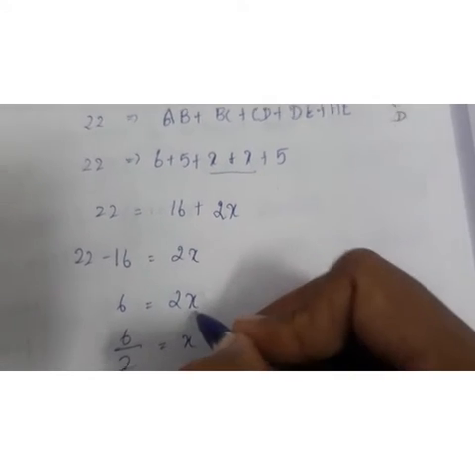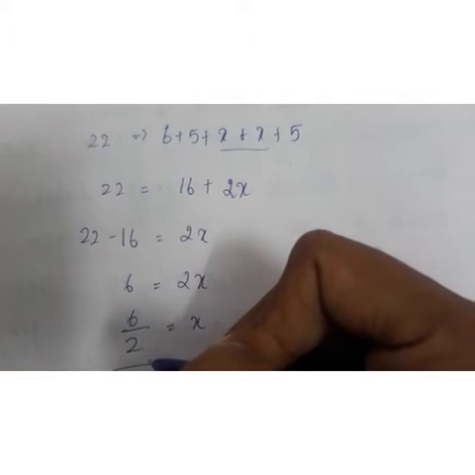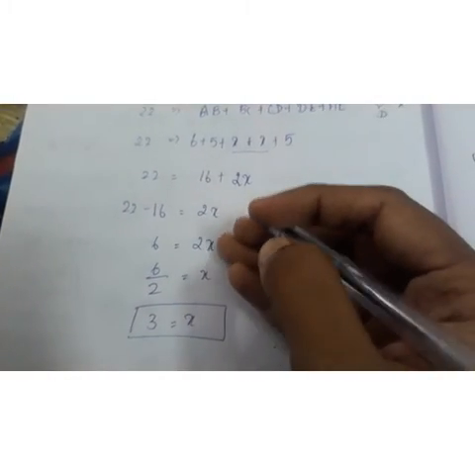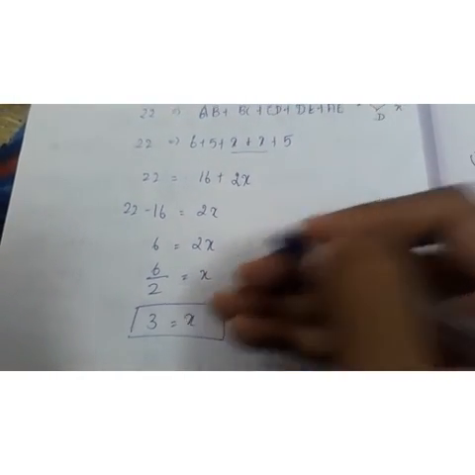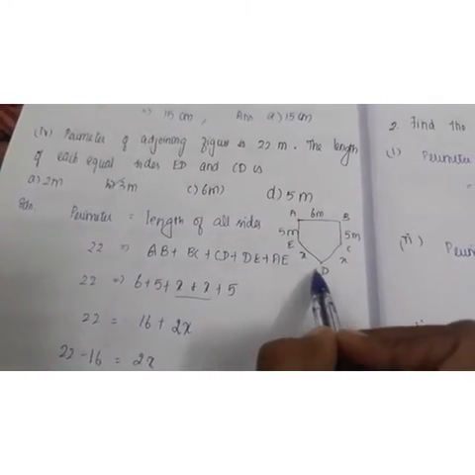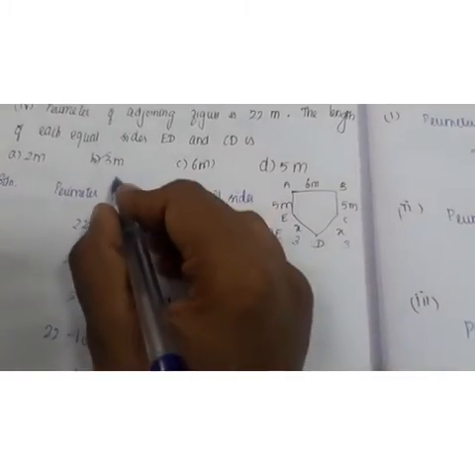And 2x, these are in multiplication. When you bring this 2 here, it will come as a division. So 6 by 2, so x is equal to 3. Because we need to find the value of x, x only you have to take down on one side. So x is equal to 3. That means ED is also 3 and CD is also 3. So the answer is 3 meter.